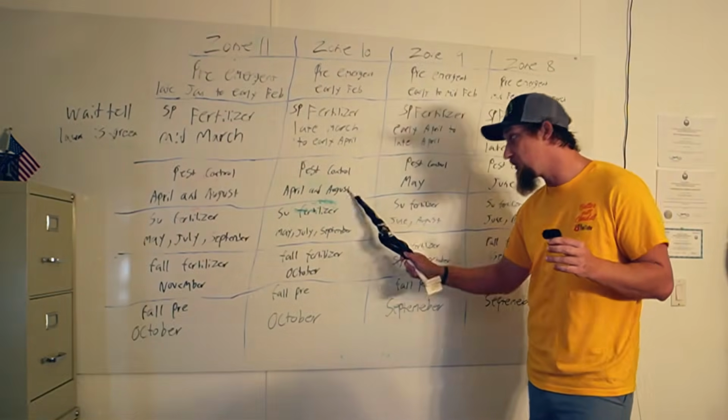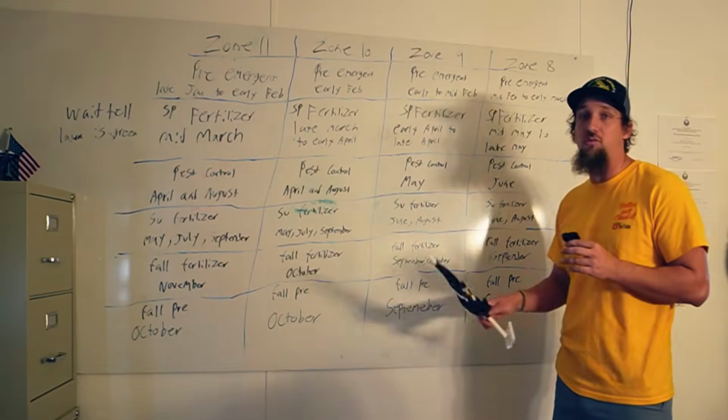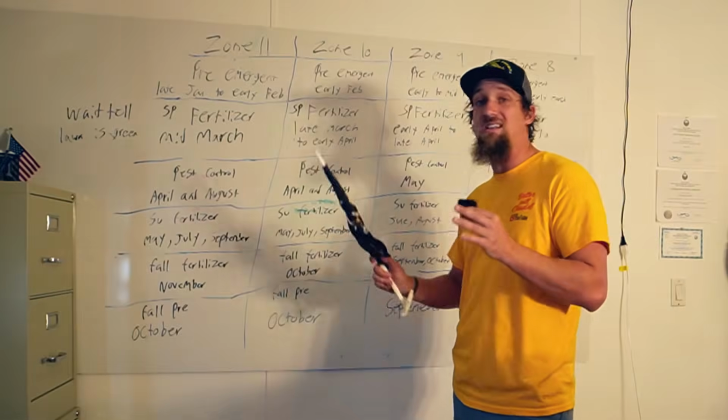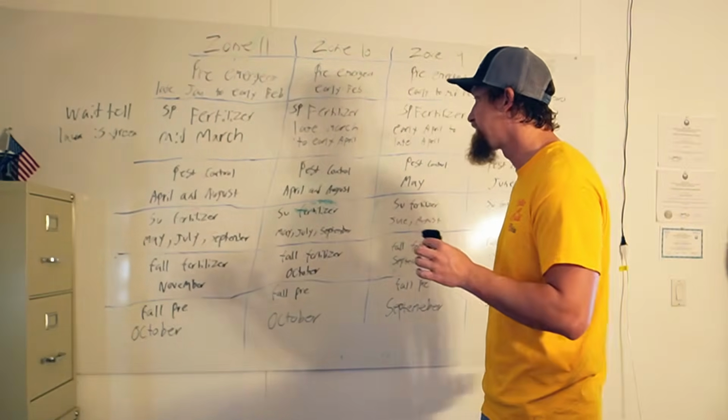Zone 10 will be April and August as well. Zone 9 will be May, and zone 8 will be June. These are going to be the best times. It doesn't mean that's the only time frame you're going to see pests. That is their most active time for your zone.